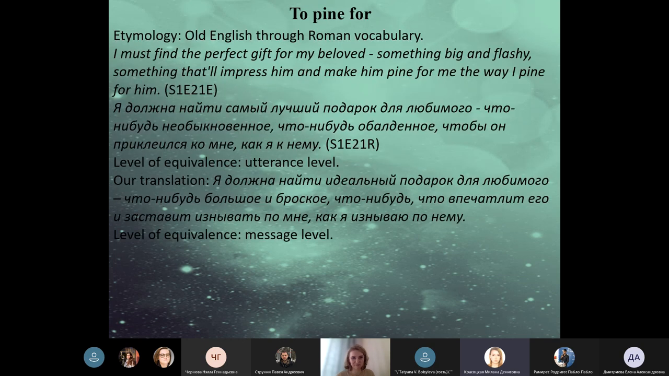Next, to pine for someone. This idiom came from Old English, meaning to torture, to make suffer. However, prior to that, the word pine existed in the Roman vocabulary as poena, a punishment without the guilt, also the name of a Roman spirit of punishment. And its modern meaning of languish was initially used in the 14th century. To pine for is translated as изнывать.